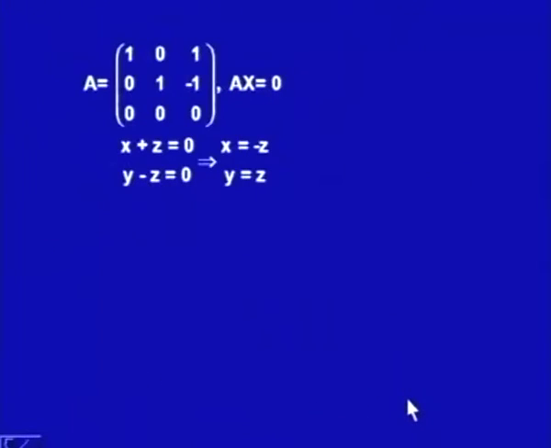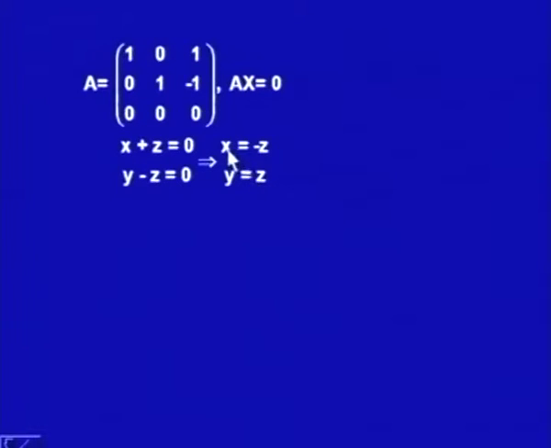Now, to find the nullity, we have to solve Ax is equal to 0. So, what are the solutions for Ax equal to 0? This equation will not contribute anything because it is identically satisfied. So, this row will not contribute towards the solution, and we will have only this row and this row. So, we will have x plus z is equal to 0 and y minus z equal to 0, and this gives me x is equal to minus z and y is equal to z, where x, y, z are the elements of this column vector x.